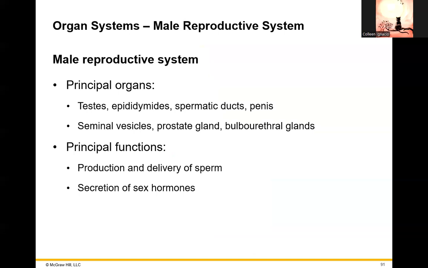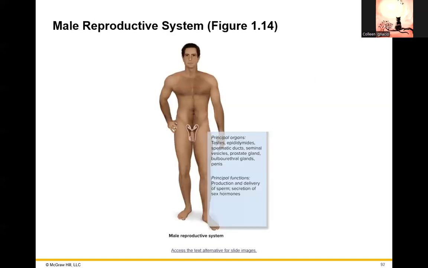All right, jumping to the reproductive system, let's look at the male first. Principal organs, the testes, epididymis, spermatic ducts, and penis, seminal vesicles, prostate gland, and bulbourethral glands. So what is the function of the male reproductive system? This system is responsible for the production and delivery of sperm, and it secretes the sex hormones for males, right? Which is your testosterone. So here's a visual of the male reproductive system.